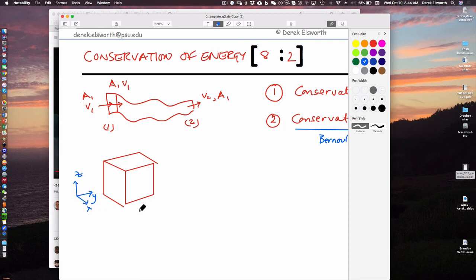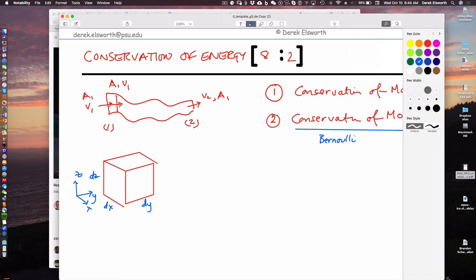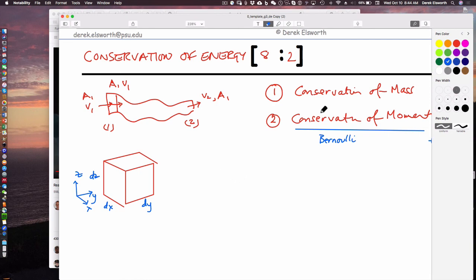And so we can describe this would be dy, dx, and dz. And what we might like to do is, if we look at this first expression first, we define conservation of mass. And that is that we had rate of change of density and volume plus sum of mass flow rates are equal to 0.